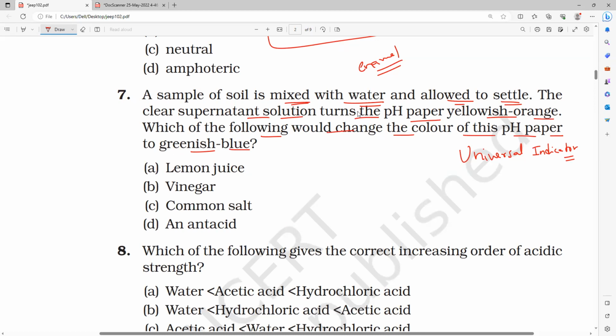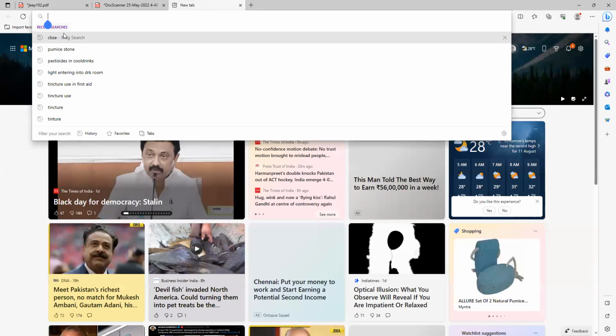Antacid, because antacid is basic in nature. Understand? Yellowish orange means it is acidic in nature, so we have to neutralize it; only then will we get the greenish blue. So you can check it, everybody, with the universal indicator.